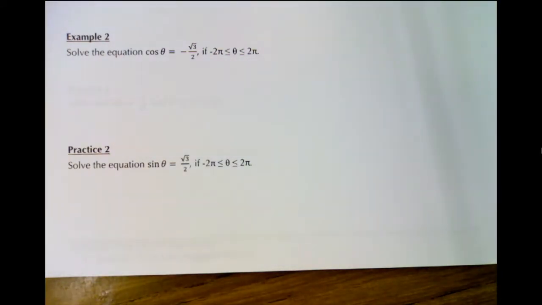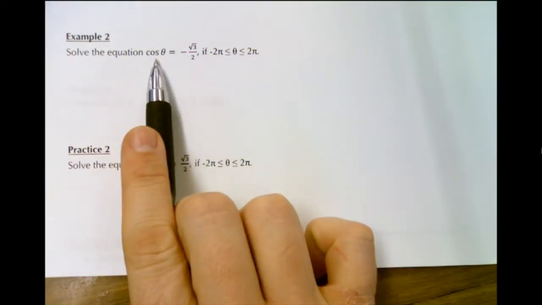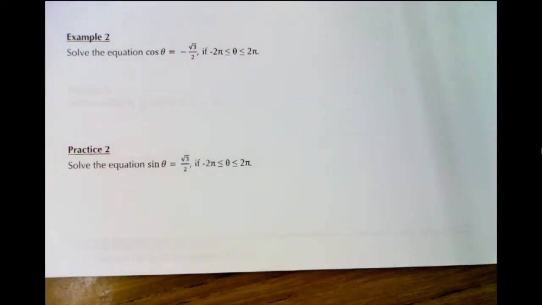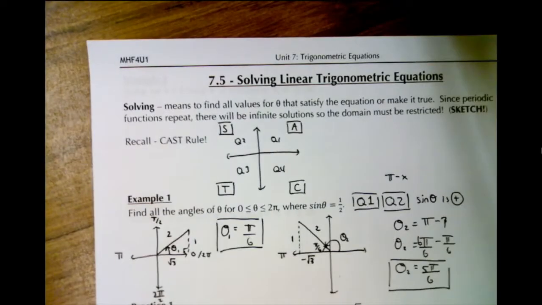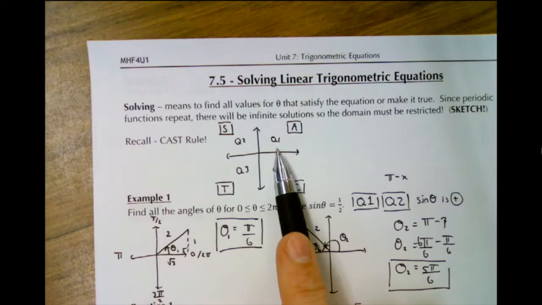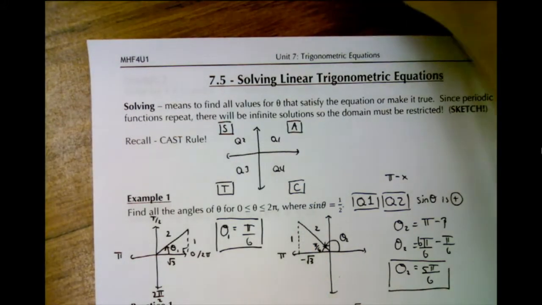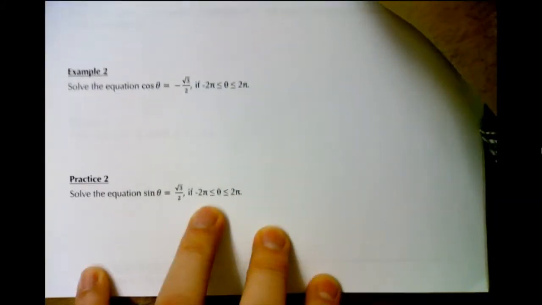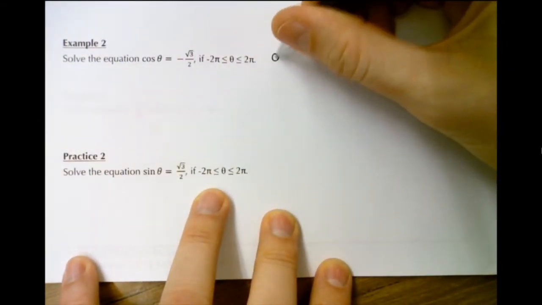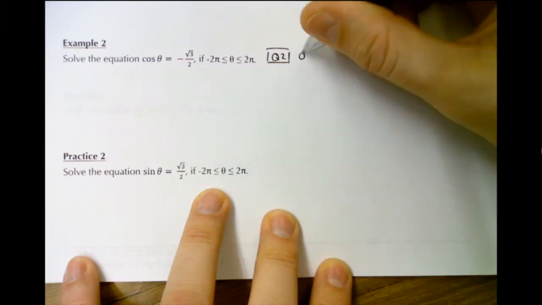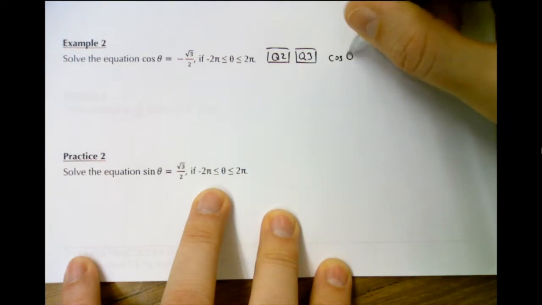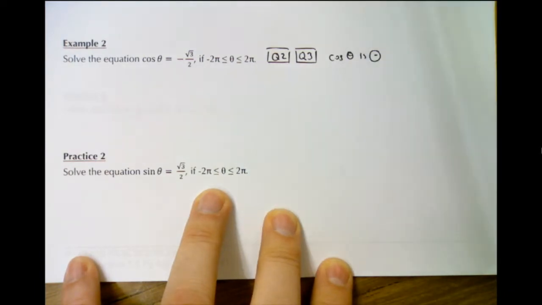What this doesn't change is our first step. We have to ask ourselves, where's cosine negative, because we have a negative ratio? Well, if we use the CAST rule, it will show us that cosine's positive in Q4 and Q1, which means it's negative in quadrant 2 and quadrant 3. So all of our answers will be in quadrant 2 and quadrant 3. So here we go. Q2, Q3, and that's where cos theta is negative.